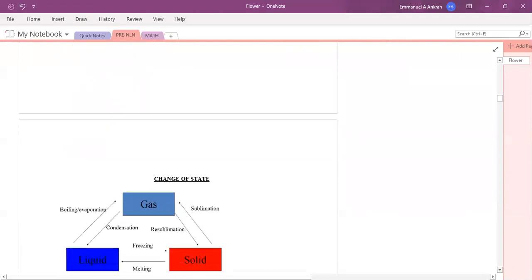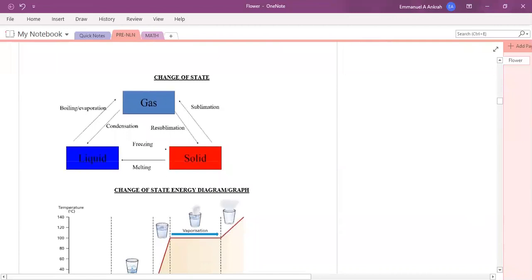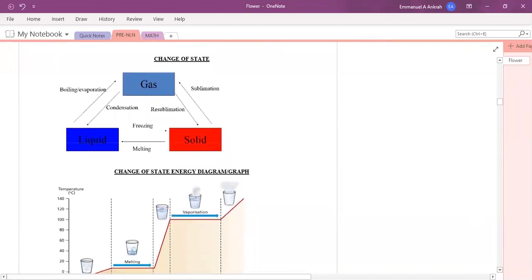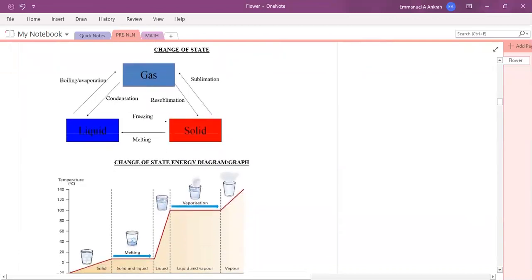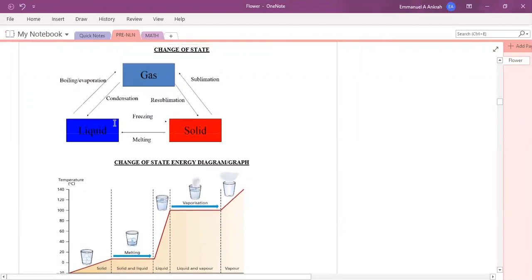Great. So the other aspect of heat that I want to look at is what we call the change of state. Okay. So we know we have the three states of matter: liquid, gas, and solids. Remember that gases have no fixed shape and no fixed size or volume properties.